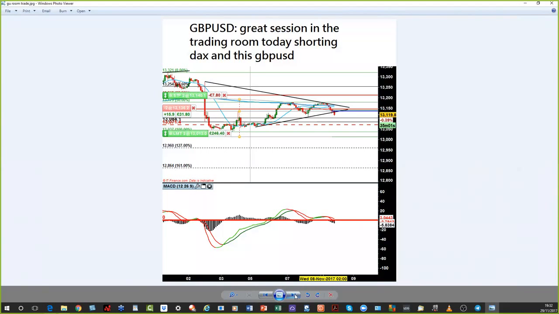This was a few quid on the pound US dollar. That must have been a couple of weeks back.